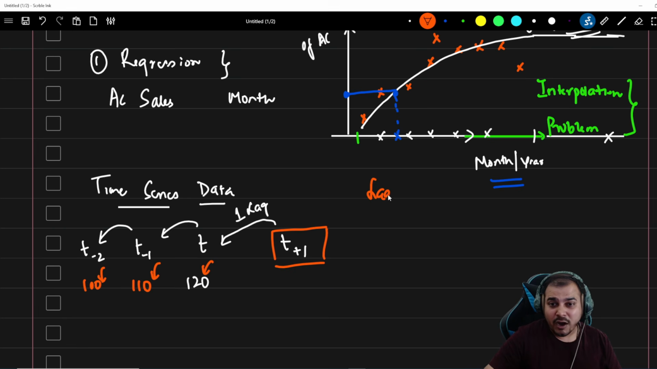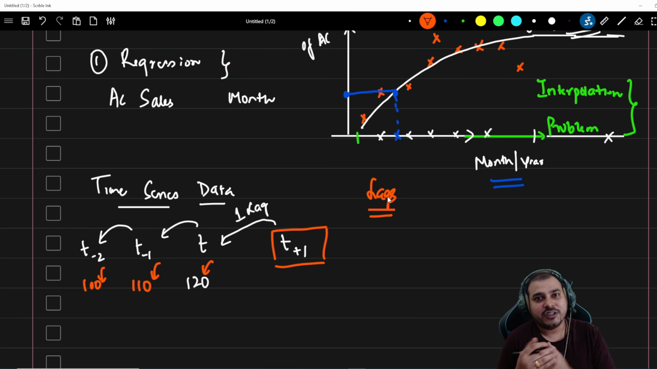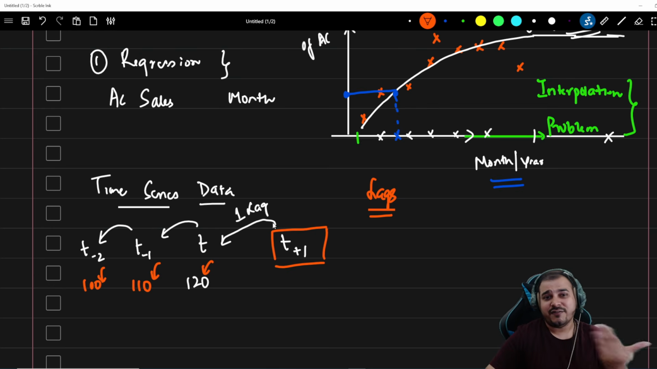How do you determine how many lags should be used? That we'll discuss probably as we go ahead, when we're discussing auto regression, moving average and all. But just understand the basic difference with respect to the time series problem, right?